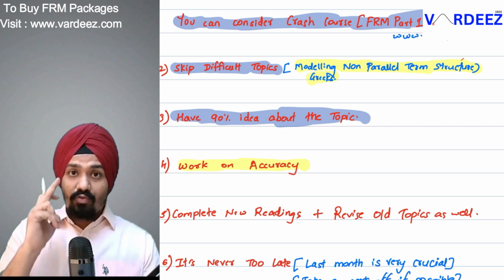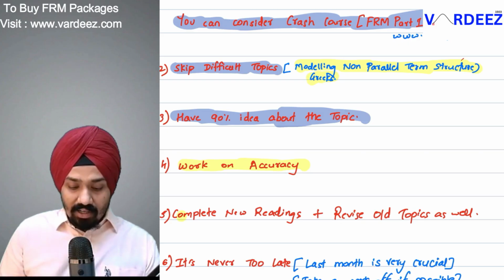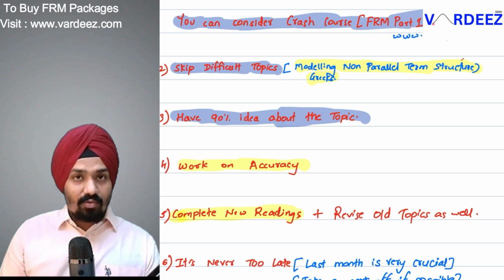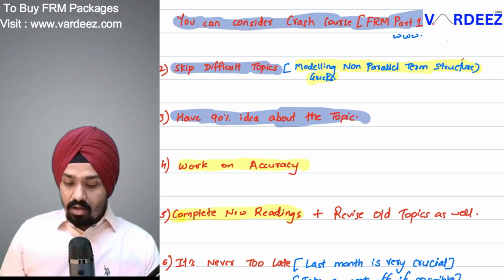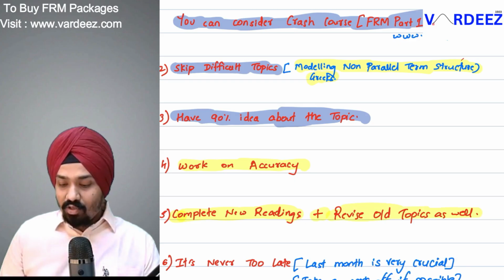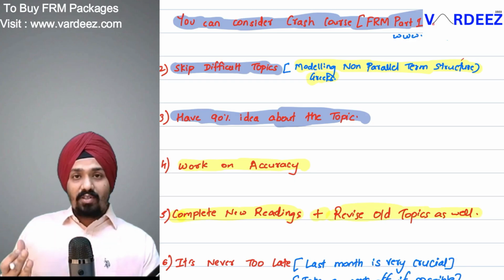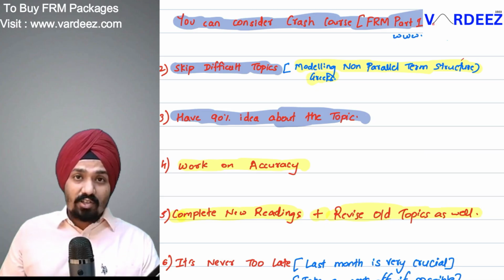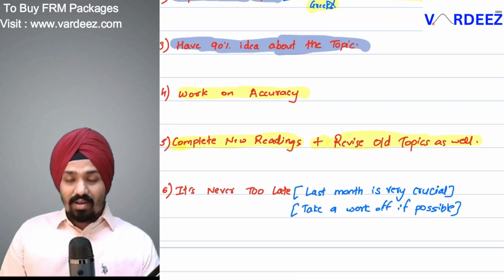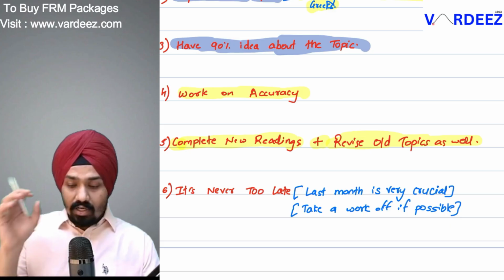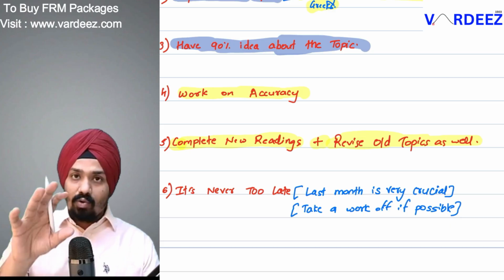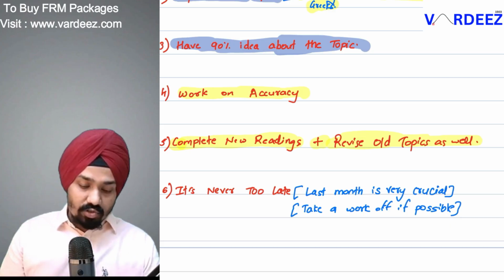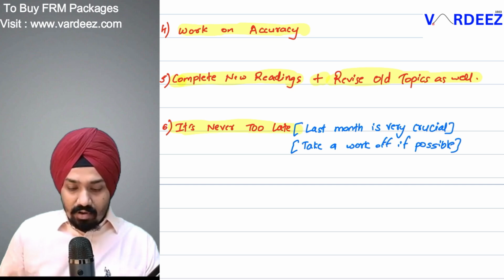So improve the accuracy. Next point is complete new readings, whatever syllabus is still pending, plus revise the old topics as well. Because what happens is that as time goes by, we tend to forget the topics, right? So it's really important that when you complete the new topics which are left, make sure that you revise the older topics as well. That's very crucial.